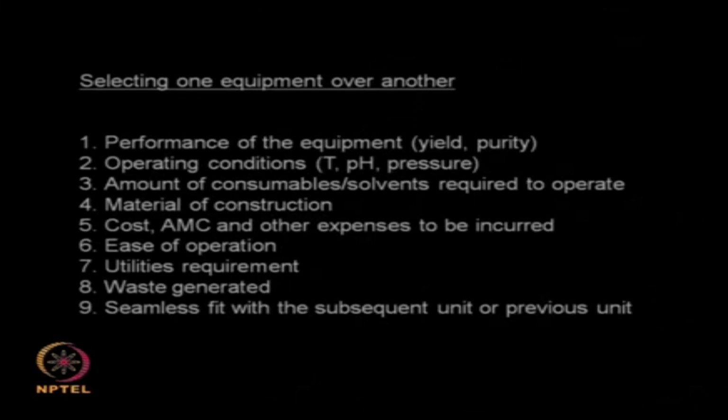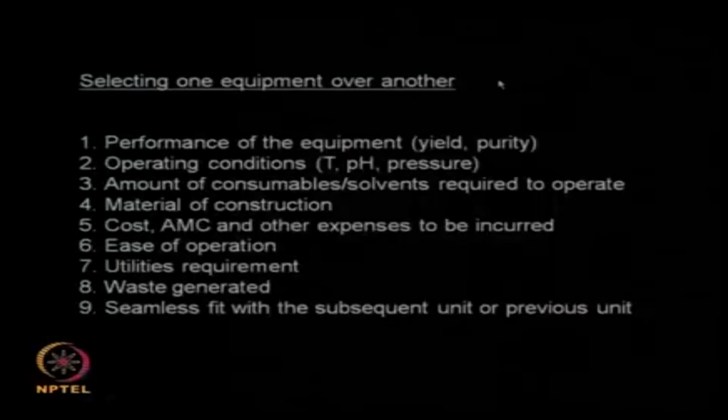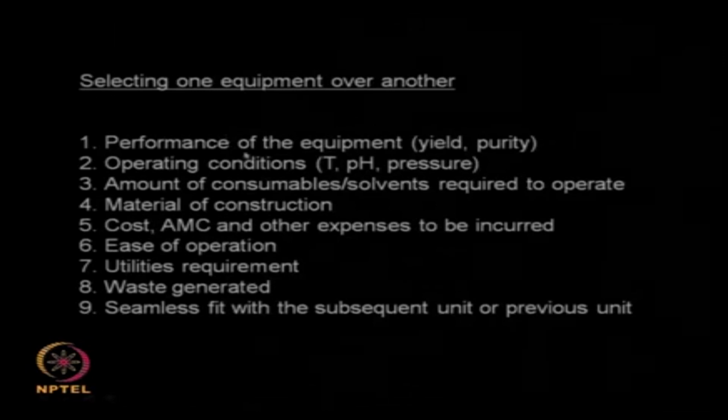For example, if I use a heating element the product may get charred if it is very temperature sensitive. Sometimes you may go for a chilling equipment instead of heating for separating two different fluids. If they are temperature sensitive, then heating may lead to production of polymer or production of charred product. So purity and yield of the product plays a very important role in selection of the equipment.